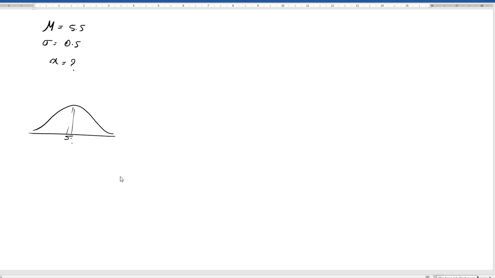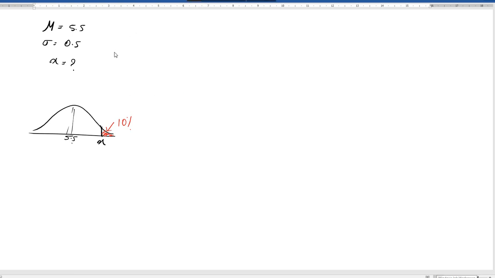this is 5.5. The question is telling you the chance of any value larger than x is only 10%, or at most 10%. So the maximum chance you have for a value to be more than x is 10%. So if x is here, which is unknown, then the probability of having something larger than x is only 10%. So that's the area that the question is telling you, 10%.